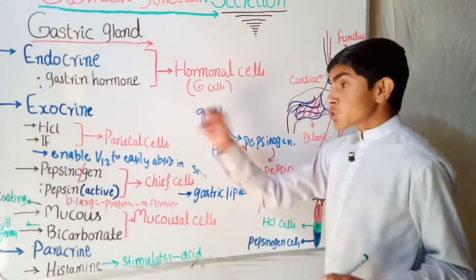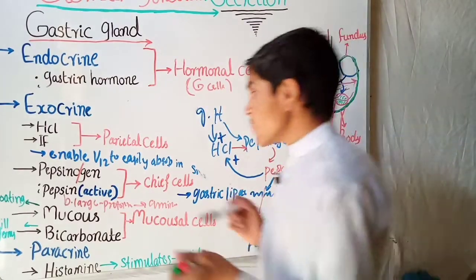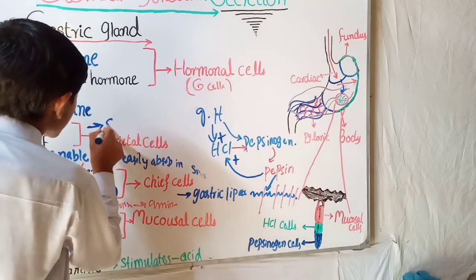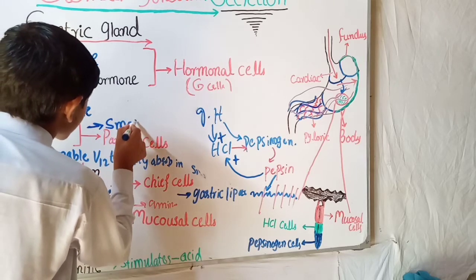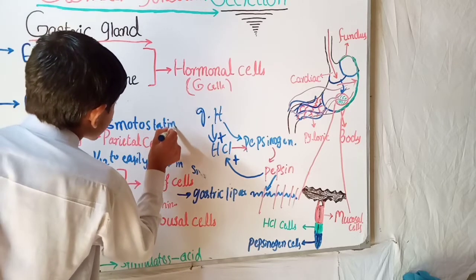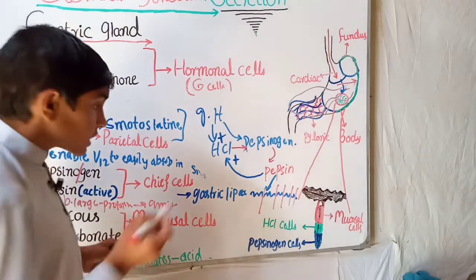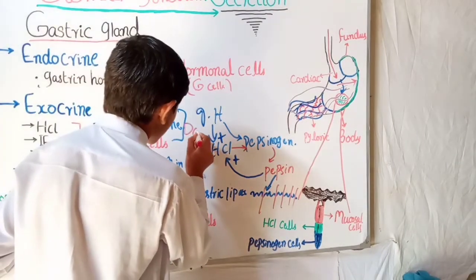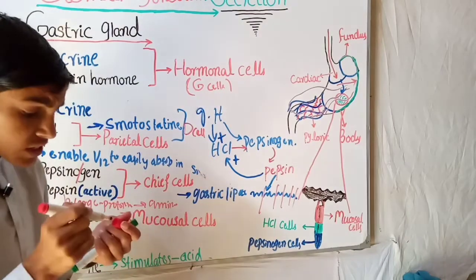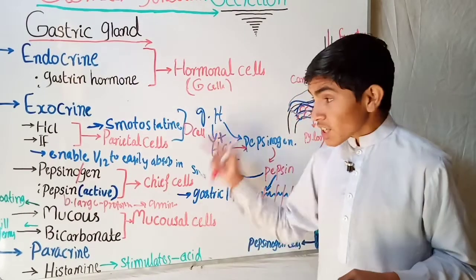There is also another enzyme present in the exocrine portion, and this enzyme is called somatostatin. It is secreted by the D cells, the D cells present in the stomach. Just like gastrin is secreted by the G cells, this is secreted by the D cells, and it is involved in inhibiting the HCl.